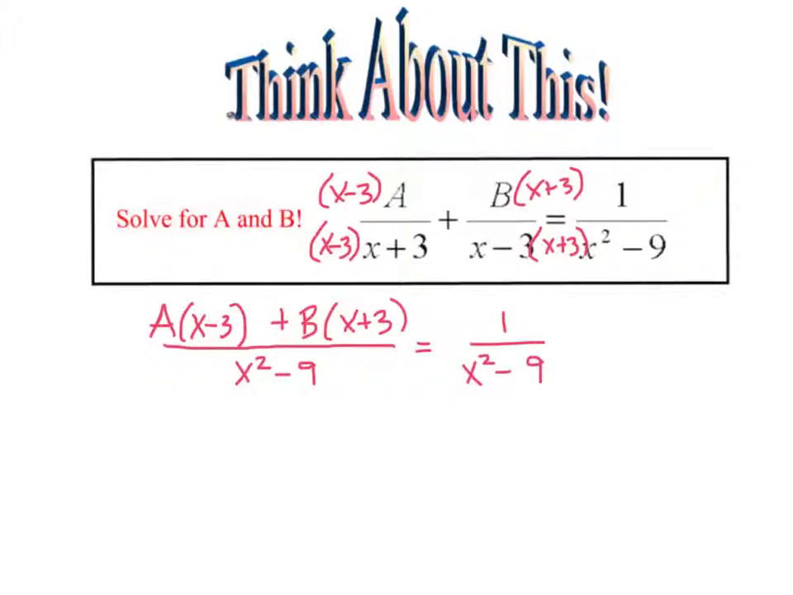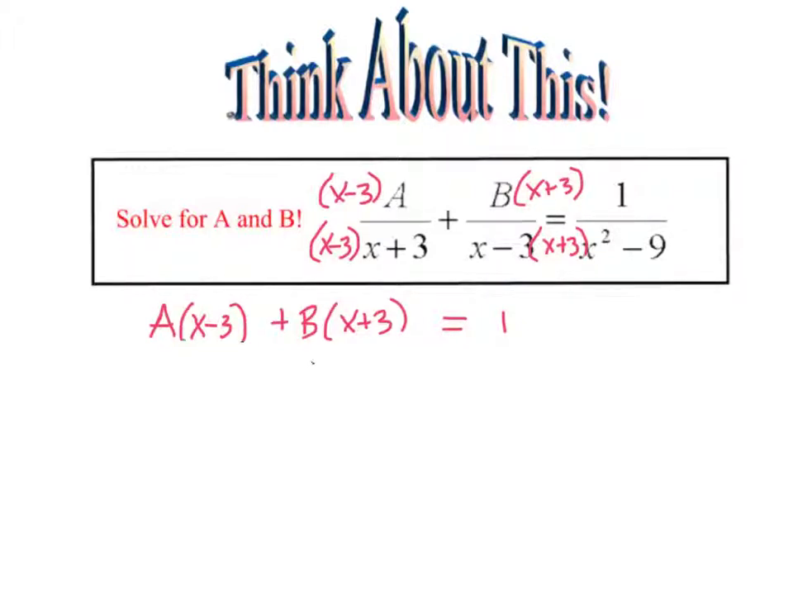Well, now algebraically, if you multiplied both sides by x squared minus 9, the denominators on both sides would cancel. Or you could just think, well, since they have the same denominator, the numerators must be the same. So I'm just going to erase this, okay? Because I know that a times x minus 3 plus b times x plus 3 must be equal to just 1.